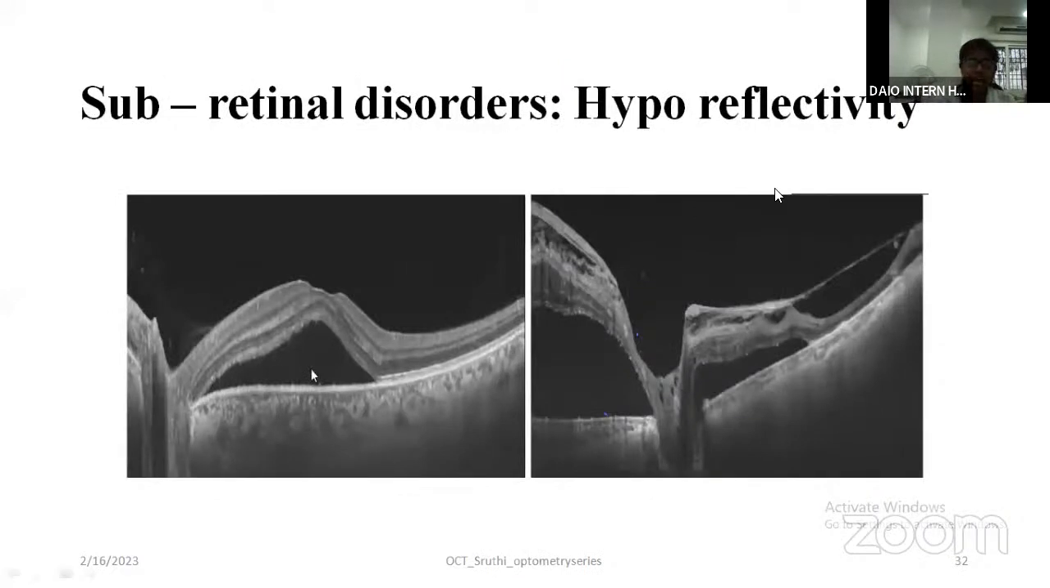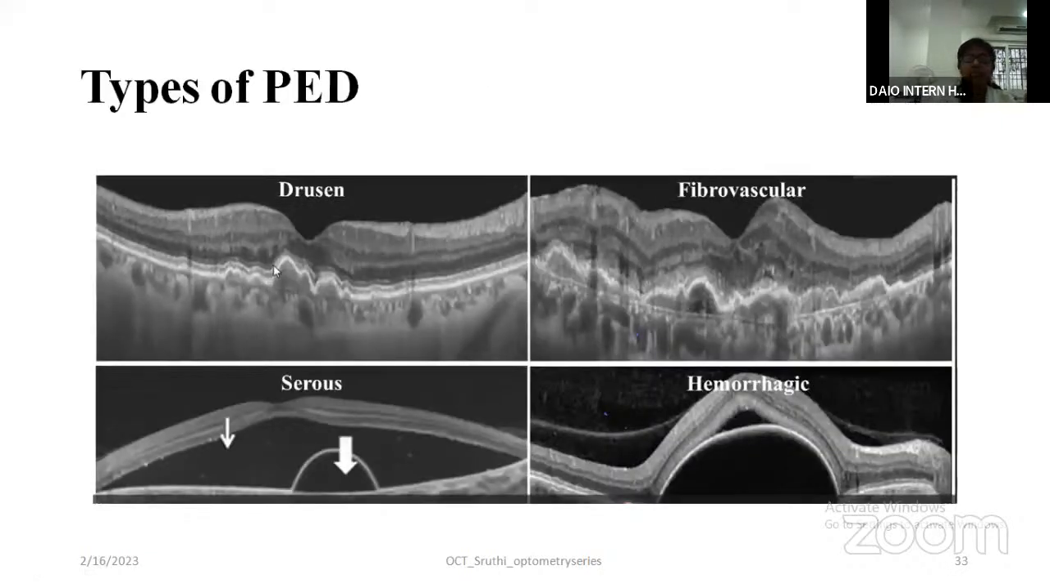Subretinal disorders, hyporeflectivity. These are hyporeflective spaces seen in between the neurosensory retina and the RPE-Bruch's complex. In the second image, you can appreciate hyporeflective subretinal fluid that is filled due to exudative retinal detachment. Types of PED. The first image is drusenoid PED, the second one is fibrovascular PED, the third you can see serous PED, and in the fourth one you can appreciate hemorrhagic PED.